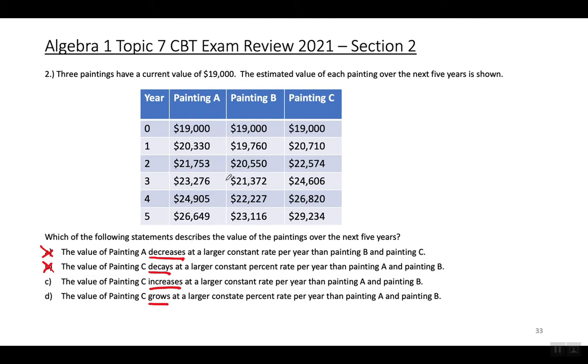subiendo. Okay, now if we look at these two answers, one of them says that painting C increases at a larger constant rate. And the other one says at a larger constant percent rate.